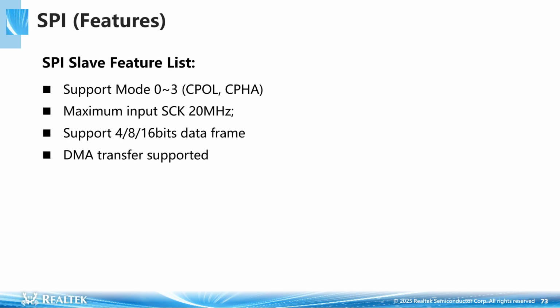When operating as a slave device, the SPI has the following features. Point 1. It supports 4 different transfer modes. Point 2. The maximum clock frequency of SPI slave is 20 MHz. Point 3. The data transfer length can range from 4 bits to 16 bits. Point 4. It supports DMA.